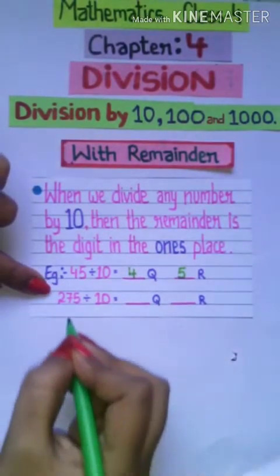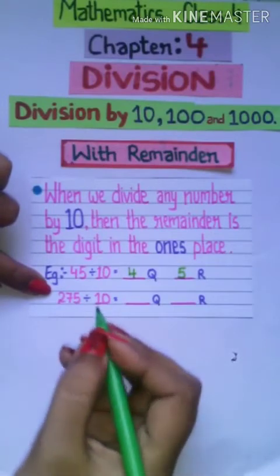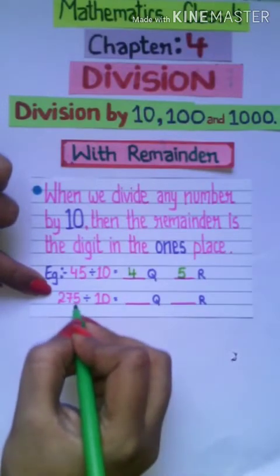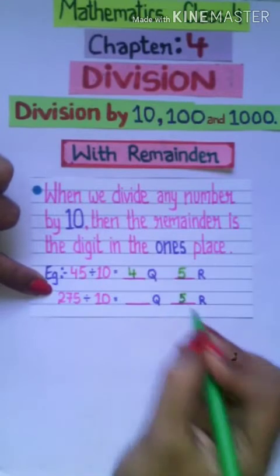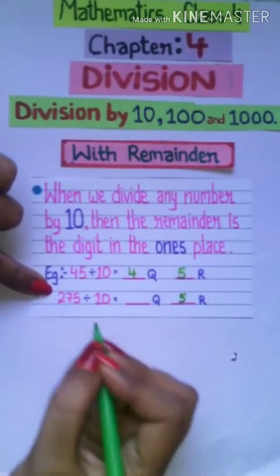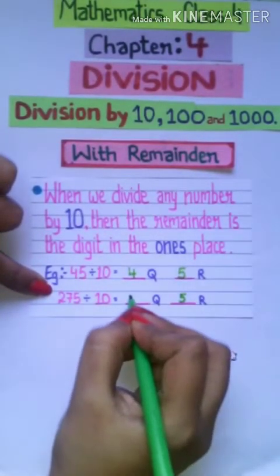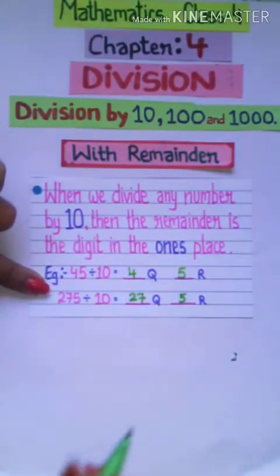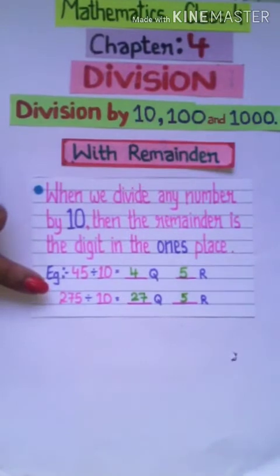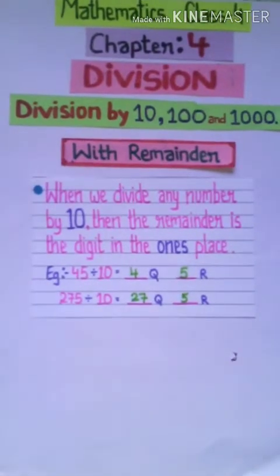Similarly with 275, the last digit in ones place is our remainder, here the number 5, and the rest of the digits are the quotient, that is 27. So these were examples of dividing a number by 10.